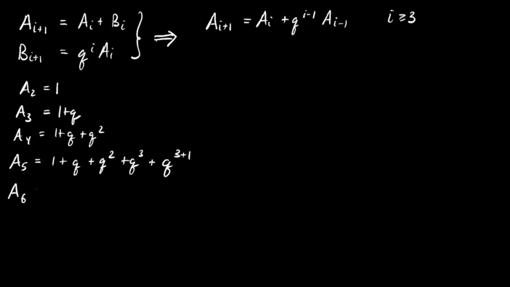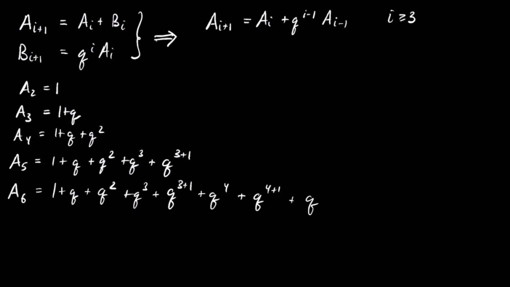I can do something similar for a6, right? I write a6 as 1 plus q squared plus q cubed. And now we're going to get 2 q to the 4ths. So I'll write one of them as q to the 3 plus 1, and the other one as q to the 4. And then we're going to have a q to the 5th. So I'll write this as q to the 4 plus 1, and a q to the 6. So I'll write this as q to the 4 plus 2. And I'm doing this deliberately because I'm trying to capture different partitions in the exponents, right?